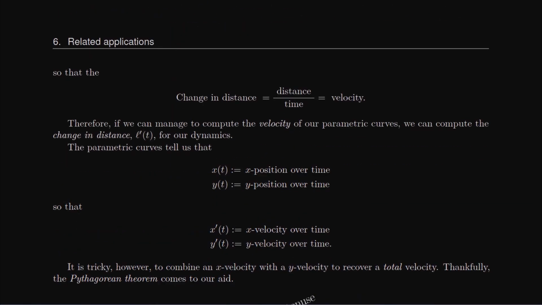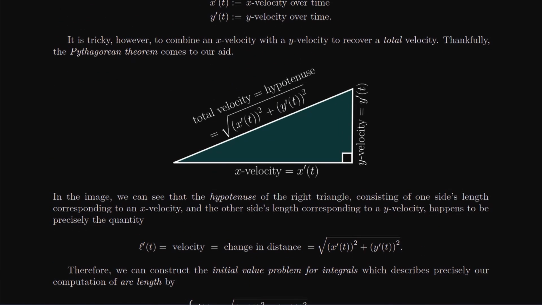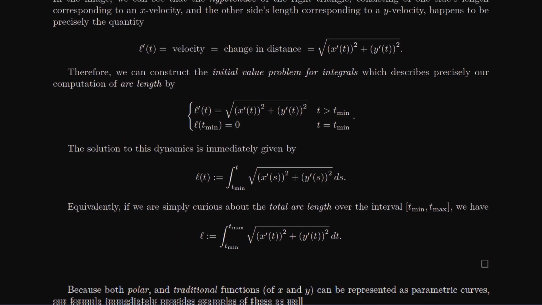I have the proof here a little bit better, but I've just kind of described that right triangle here where you have a movement in the x direction, or velocity in the x direction, movement in the y direction, velocity in the y direction. So then your total velocity is really the square root of x prime squared plus y prime squared. And then you just sum up infinitely many of those total movements.